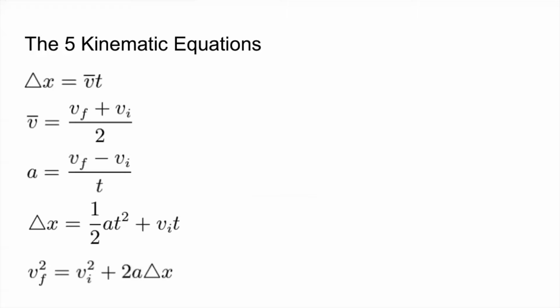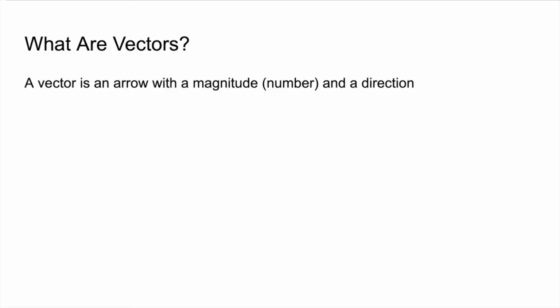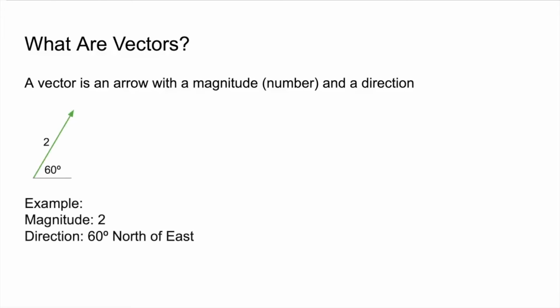We will begin our journey of 2D kinematics by first learning about vectors. A vector is an arrow with a magnitude and a direction. Here's an example of a vector. It has a magnitude of 2 and a direction of 60 degrees north of east. North of east means that you start with the line going east. In this diagram, it's represented by the black line, and you go 60 degrees up or north.